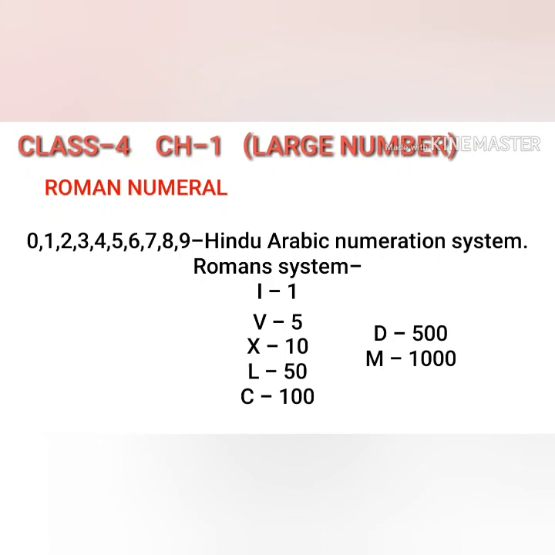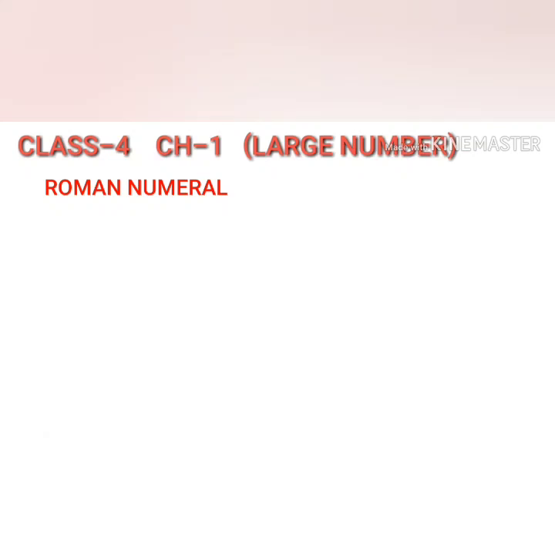So what are the values of these symbols? Let's talk about these values. The value of I is 1, V is 5, X is 10, L is 50, C is 100, D is 500, M is 1000. Before converting any Roman numeral to a number, you have to remember all these values.